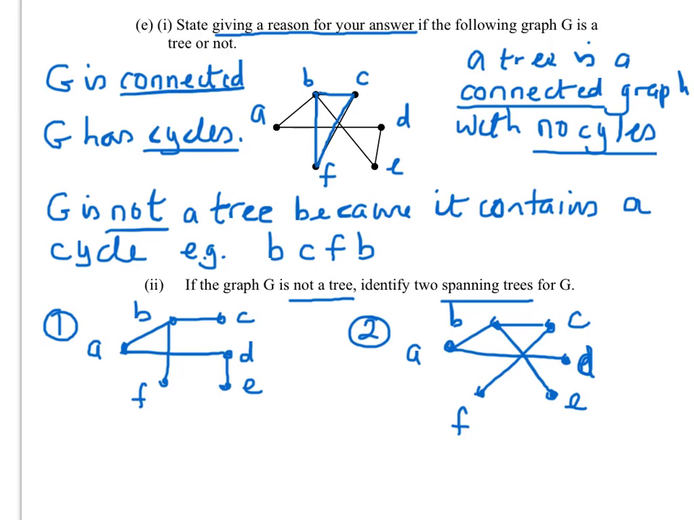G is not a tree, so to form a spanning tree for G, what you do is you remove a sufficient number of edges so that the graph remains connected but has no cycles. And that's what I did for 1 and 2. There are two possible spanning trees for G.